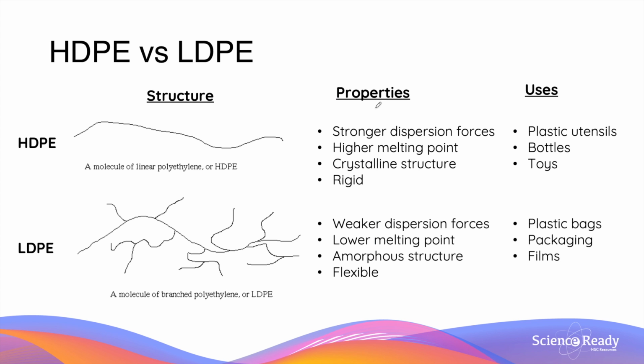It is very important for you to know the similarities and differences between HDPE and LDPE. While both of these polymers are formed from ethylene as the monomer, their structure varies in terms of whether it's linear versus branched. For HDPE, its linear structure gives rise to a higher density, which allows for stronger dispersion forces, a higher melting point, and a crystalline structure, as well as a very high rigidity. All of these properties are very useful in its uses as plastic utensils, bottles, and toys.